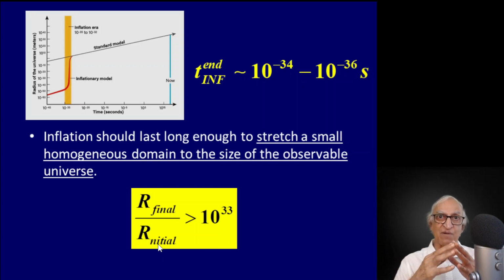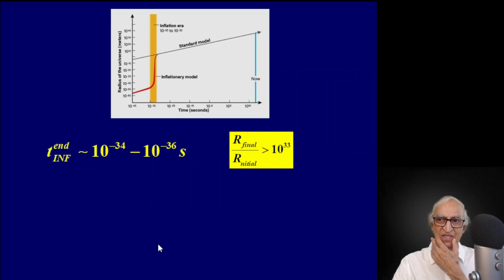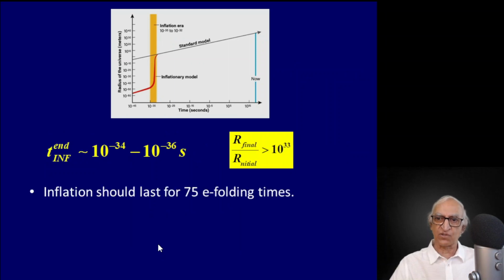So we are not talking about a few e-folding expansions. We are talking of an enormous exponential expansion. So we are talking about accelerated expansion occurring long enough so that the radius of the universe increases by 10 to the power 33. In other words, inflation should last for 75 e-folding times.